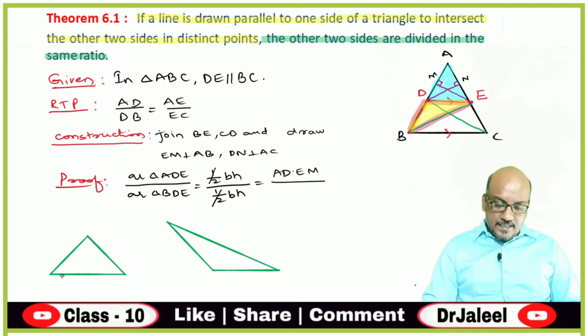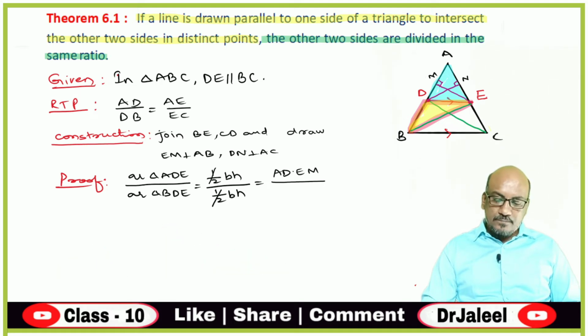In acute angle triangle, when you consider this as a base, this will be the height. But in obtuse angle triangle, when you consider this base, then the height will be outside the triangle. In acute angle, height will be inside. Obtuse angle, height will be outside. So children, here, when we consider this BDE triangle, what is the height then? Height is outside, that is EM.